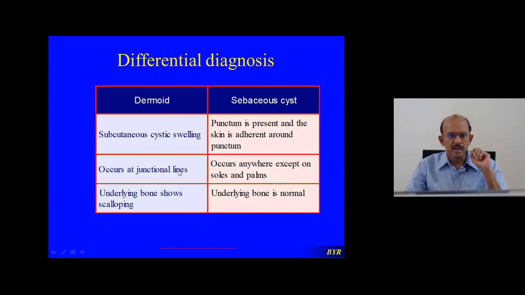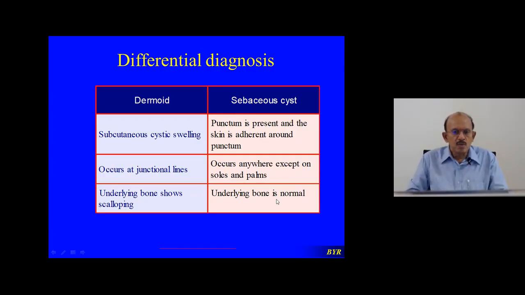Dermoid occurs at junctional lines. Sebaceous occurs anywhere except soles and palms. The underlying bone shows scalloping or depression in case of dermoid, and there is no scalloping for the sebaceous.